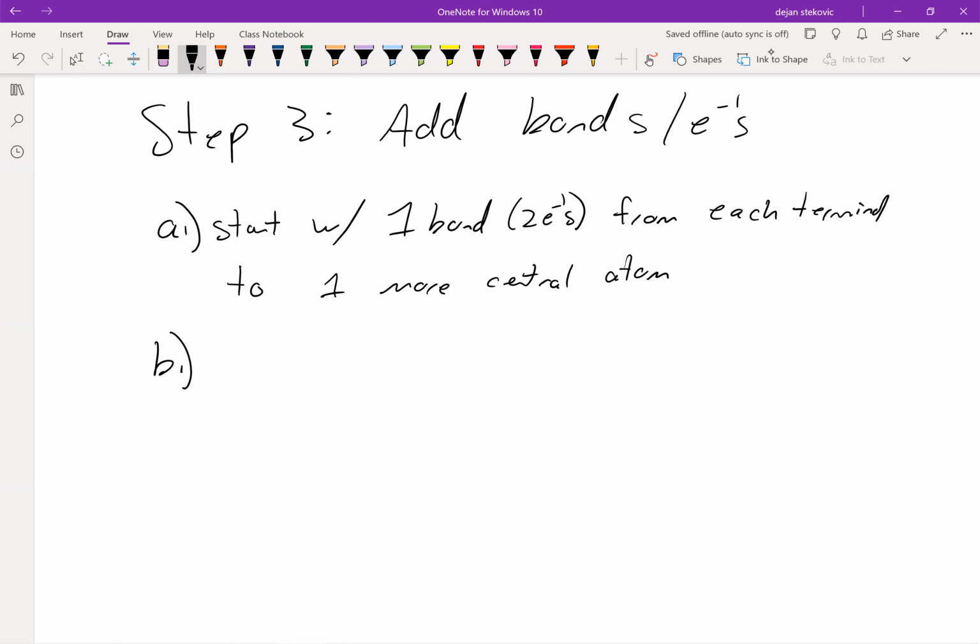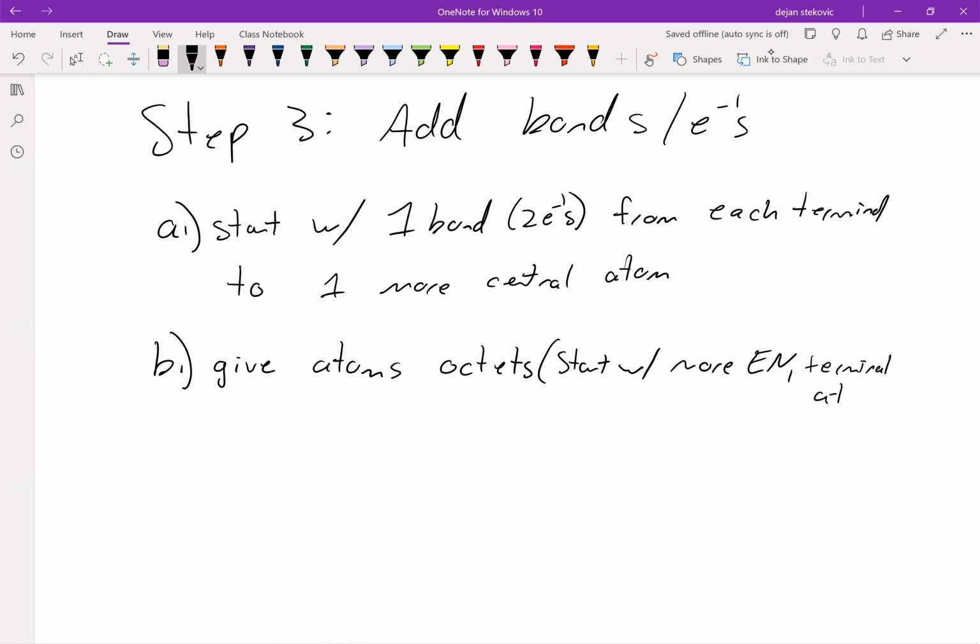And then after that, we want to give atoms octets by giving them lone pairs. We want to start with the more electronegative terminal atoms. And while we're doing this, we want to keep track of the electrons we've used and how many are remaining. So what we're talking about here is the valence electrons.